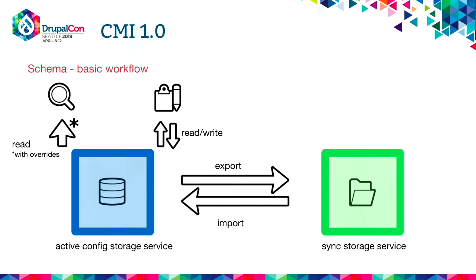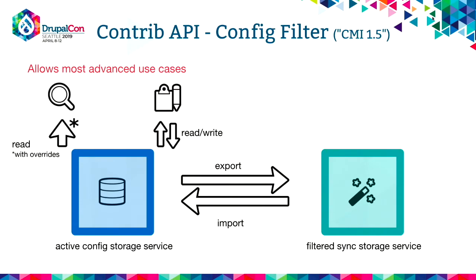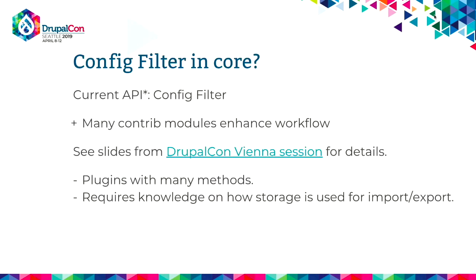And then the contrib solution, the CMI 1.5, basically all it does is swap out the config sync storage and applies all the magic there. So in core, it's a very clean, very precise incision of getting a different kind of workflow working. So, great solution, let's put this in core. But even though there are many modules that already enhance the workflow through config filter, there's a couple of problems and I think we should do better.